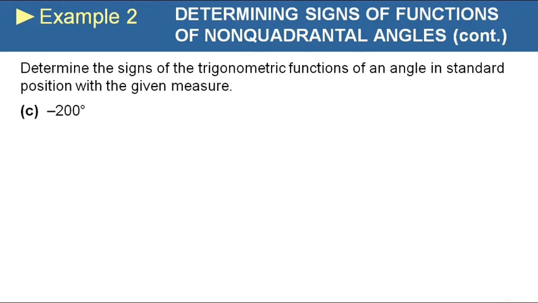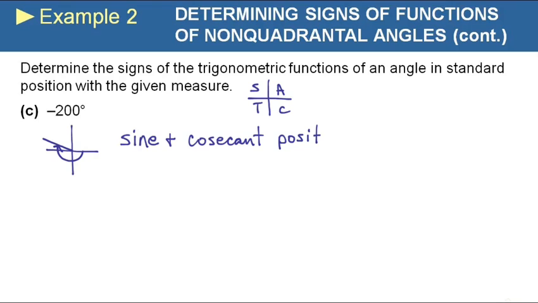And still on example 2, part C, negative 200 degrees. Now, because this is negative, we need to go clockwise. And so the negative x-axis puts us at negative 180. We need 20 more degrees. So negative 200 is in the second quadrant. In the second quadrant, only sine and its reciprocal are positive. That would be sine and cosecant, and all the other functions are negative.